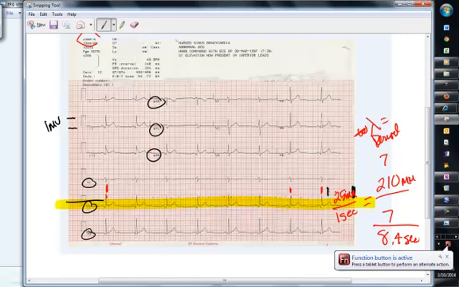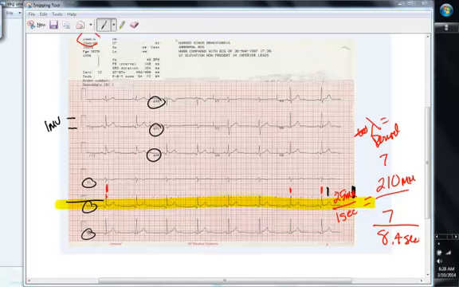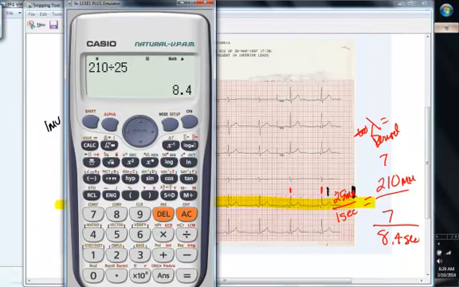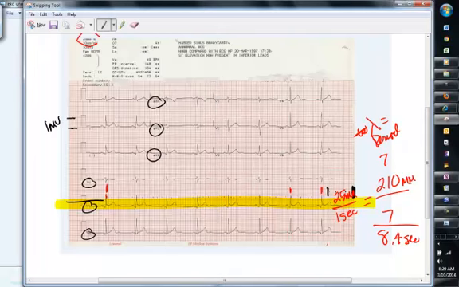So let's find out how many waves there are per second. Let's get out our calculator. Waves per second. So 7 divided by 8.4 is 0.83 waves per second.